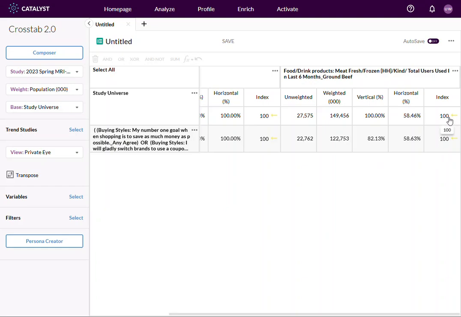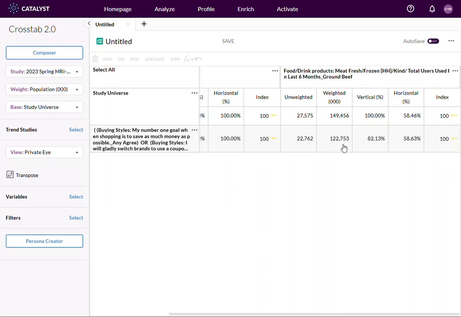The index number is a probability number. How likely is this group to do this thing? And 100 is the base. So 100 means this group is neither more nor less likely than the general public to do this thing. If it's over 100, it means they're more likely. If it's under 100, it means that they are less likely. This group is neither more nor less likely than the general public to agree that they like to save money or to agree that they bought ground beef in the last 6 months. So there's no greater probability either way for these people.